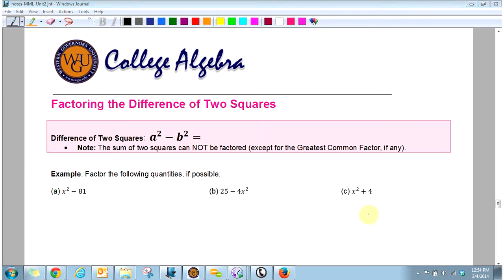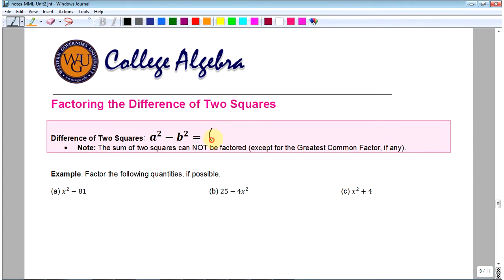Hi, this is Calandra. In this video we'll be covering how to factor the difference of two squares. This is a special form of a binomial where each of your terms can be written as some quantity squared. If that's the case, this will factor into the first quantity, notice without the square, minus the second quantity without the square, times a plus b. So this is our formula for the difference of two squares.